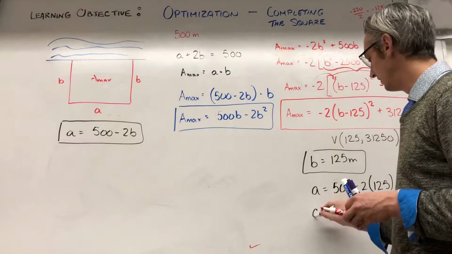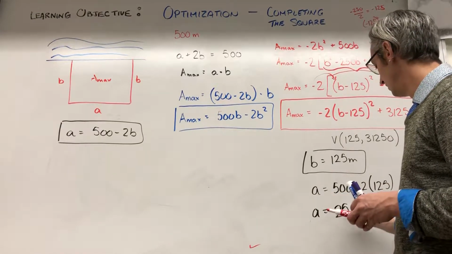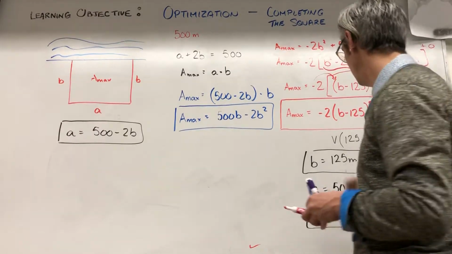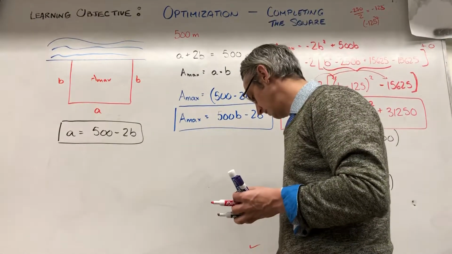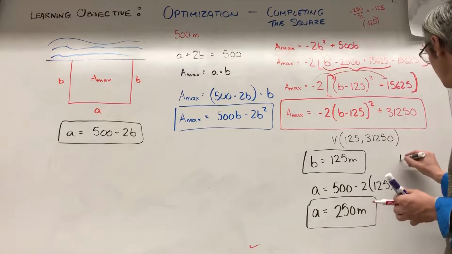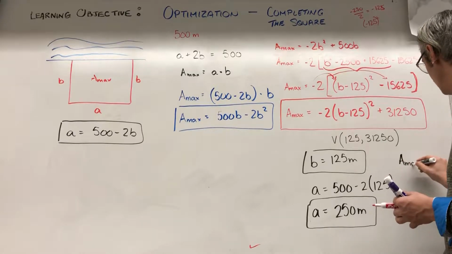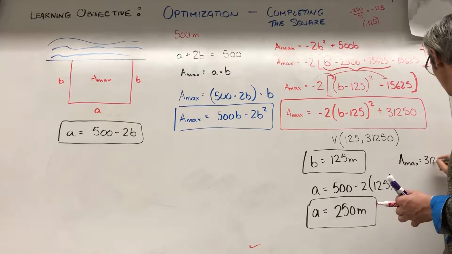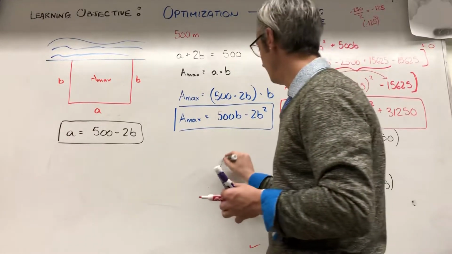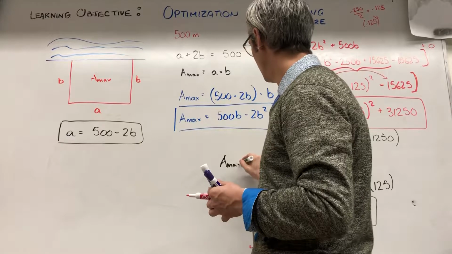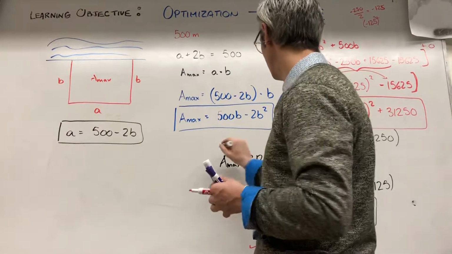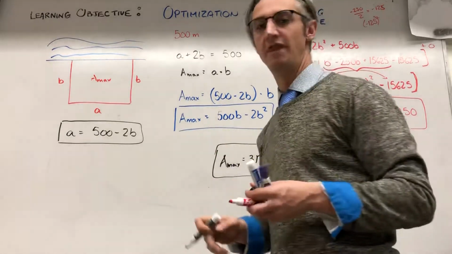So I was off, so A is actually 250 meters. And then these two numbers multiplied by each other should give us 31250, and that's our area max, which is right there. Area max is 31250. You probably can't read that because it's out of shot, so I'll go in here. A max is 31250 meters squared. Wham bam, thank you ma'am.